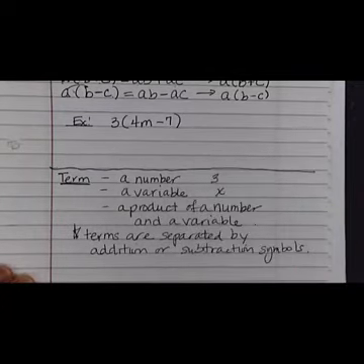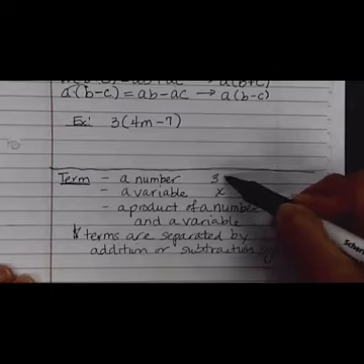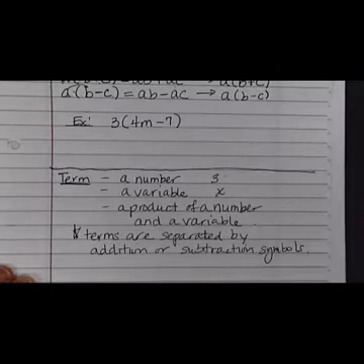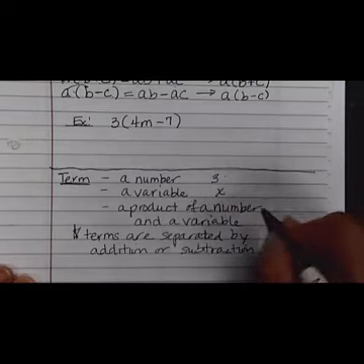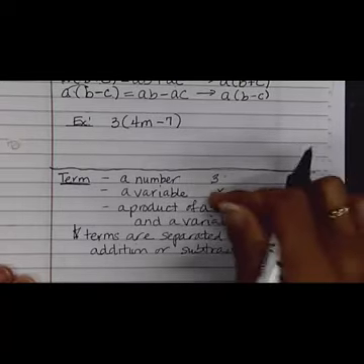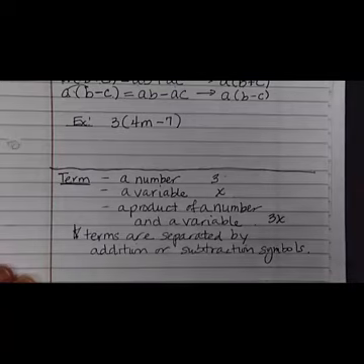Or x by themselves is called a term. They have special names for those. This is a constant, and I'm going to talk about that in a little bit. This is a variable. Now, a product of a number and a variable will be 3x. These by themselves are called terms, okay?